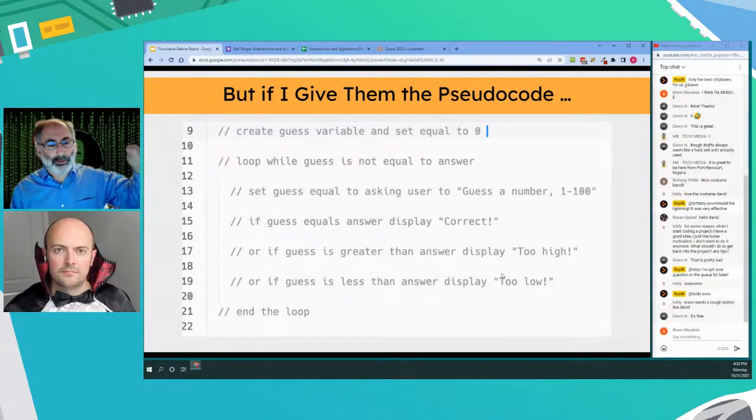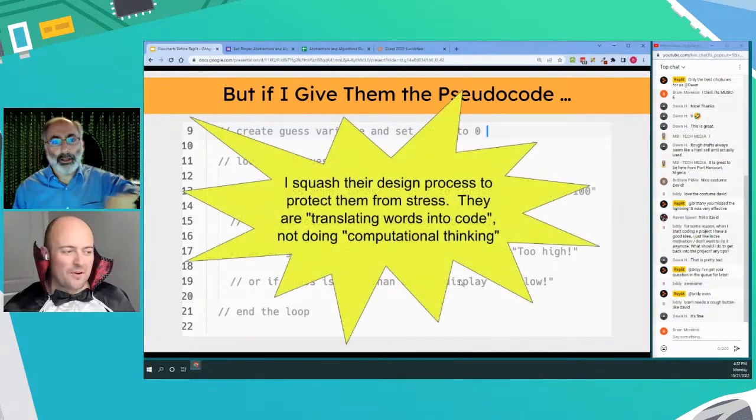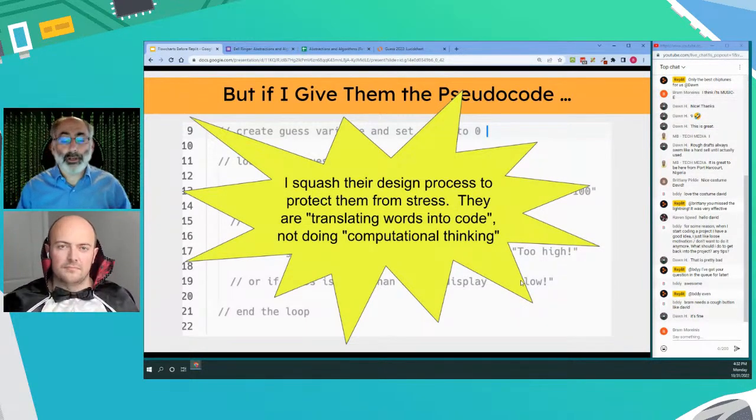So the problem if I give them the pseudocode is that I'm squashing their design process. They're not getting an opportunity. I'm protecting them from stress. They're just translating words into code. It's not computational thinking. It's just coding.